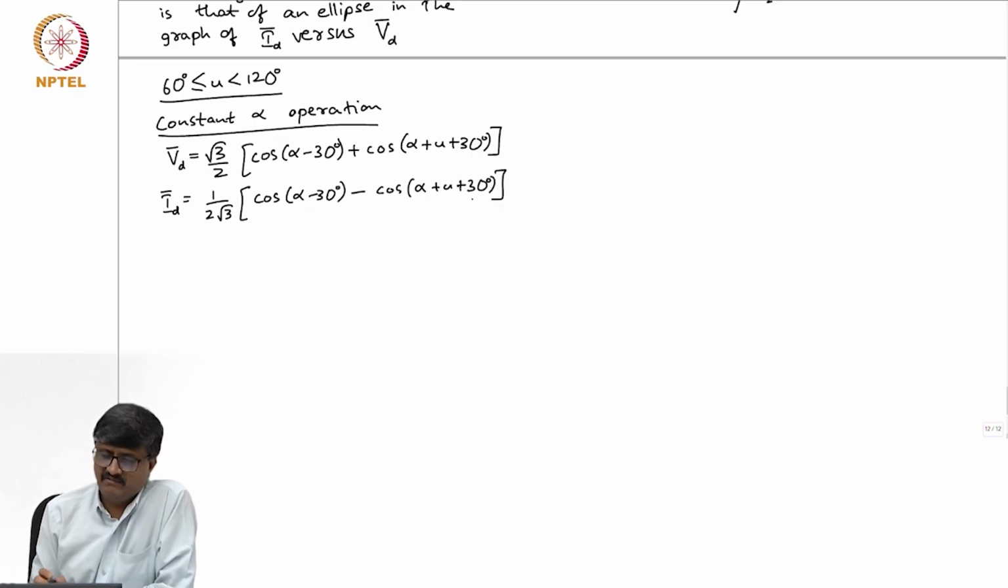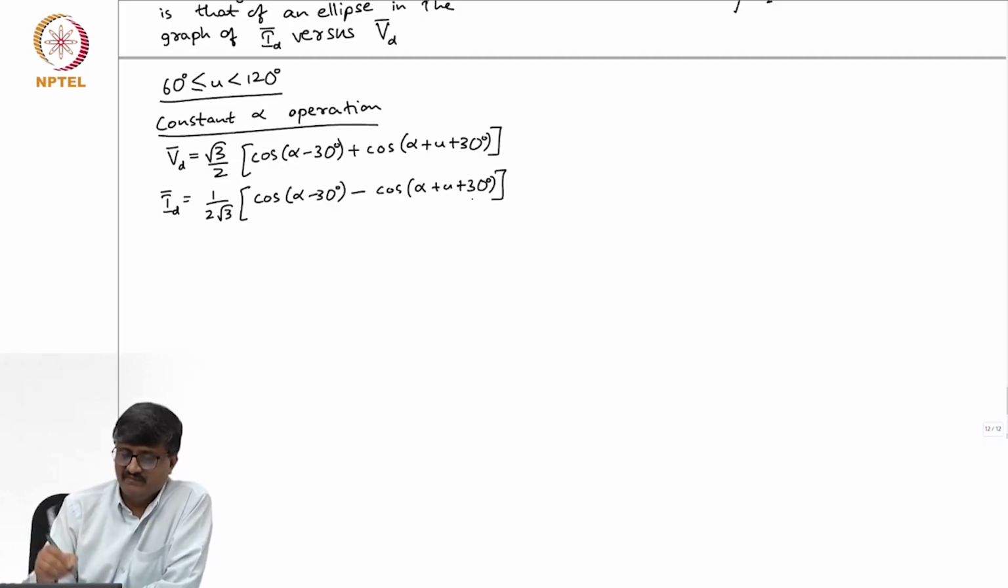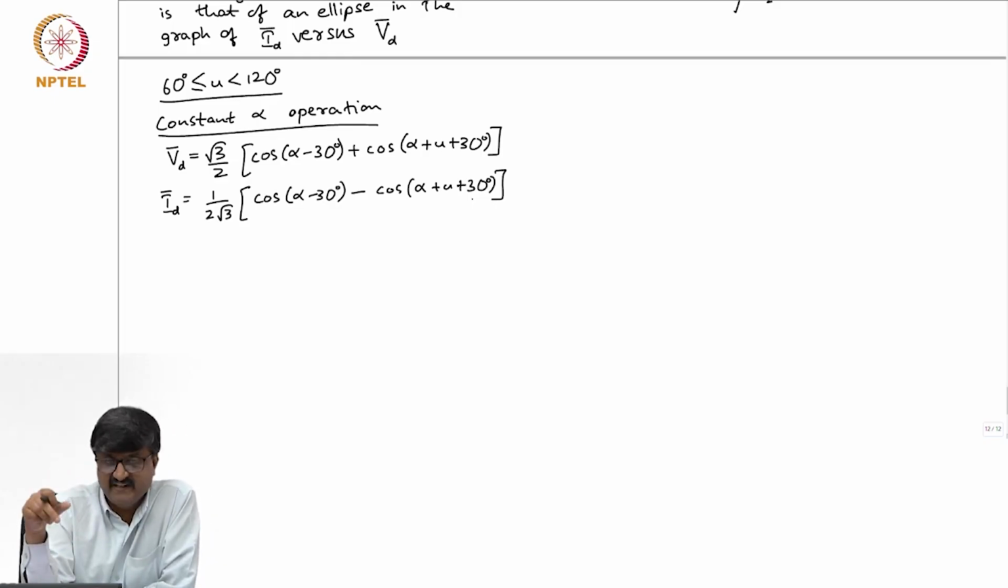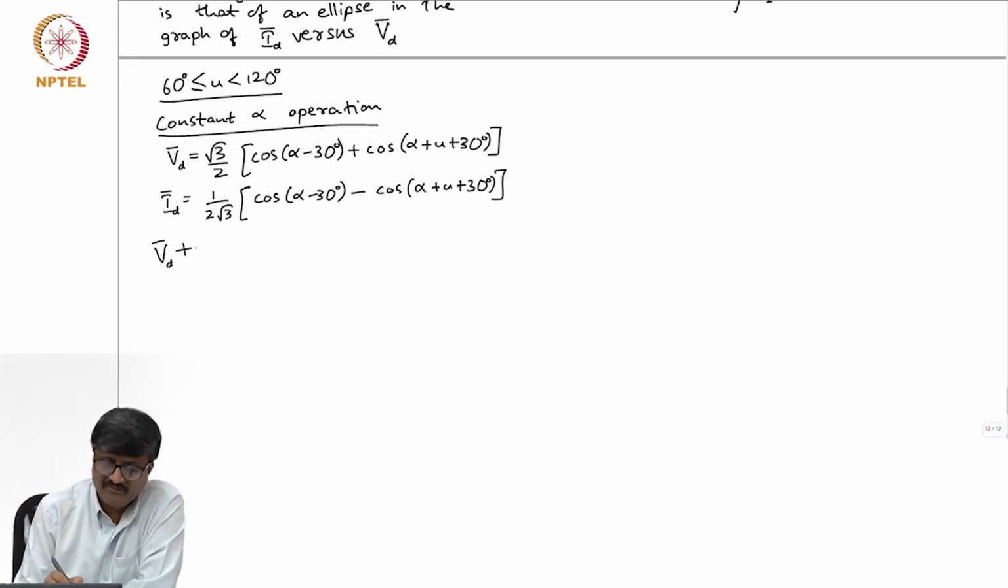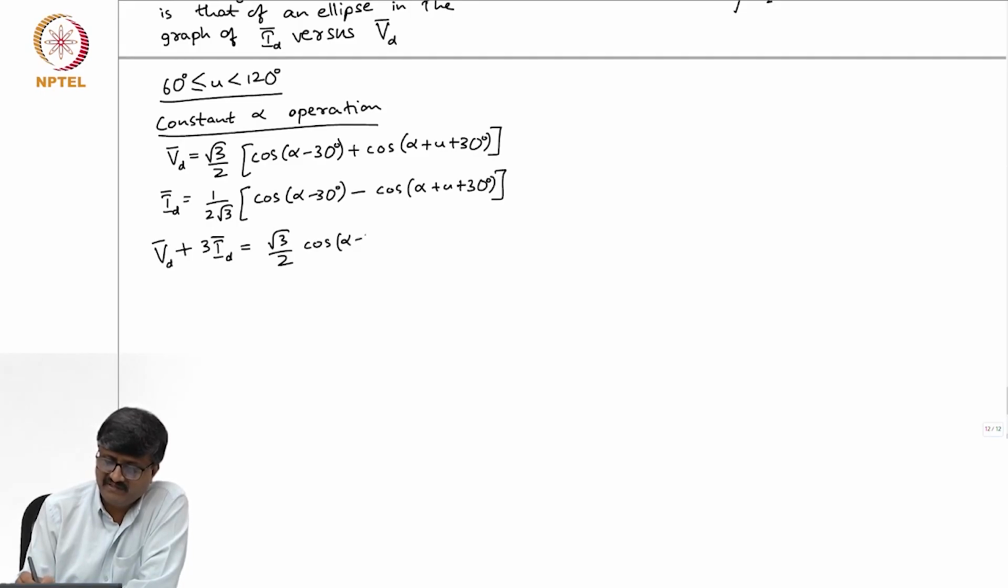So if I add the two equations, of course I have to multiply one of the equations by an appropriate factor and then add so that u gets eliminated. So if I take the left hand side of the first equation and add it to 3 times the left hand side of the second equation, I get root 3 by 2 cos(alpha minus 30 degrees).